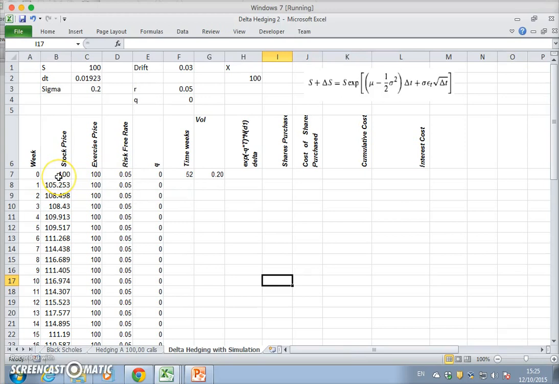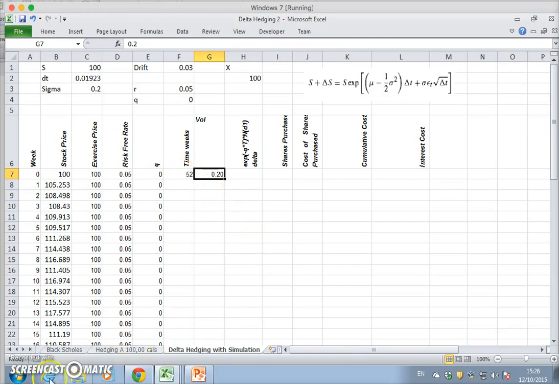So our starting point would be in week 0, when the option is set up, stock price is 100, exercise is 100, risk-free rate 5%, dividend yield 0, 52 weeks, and 0.2.